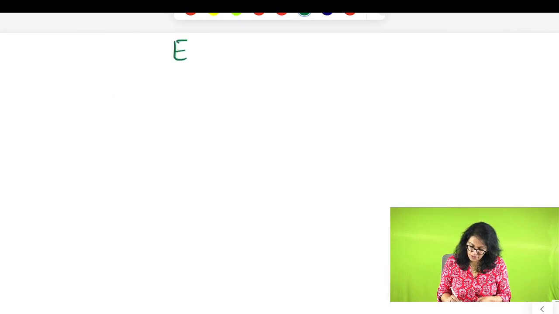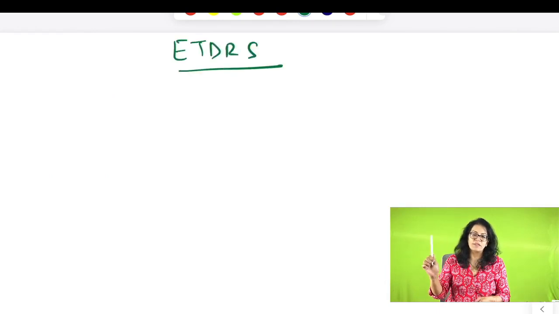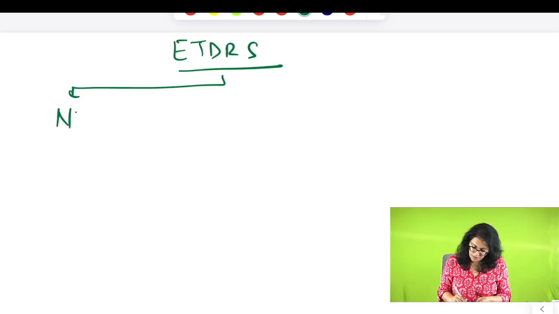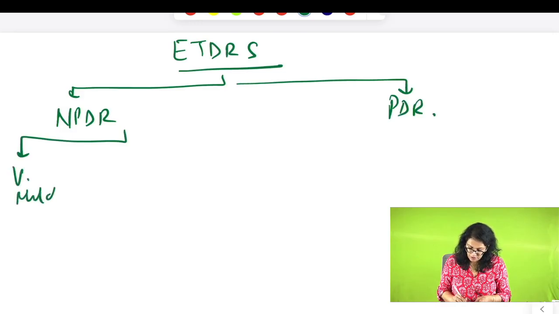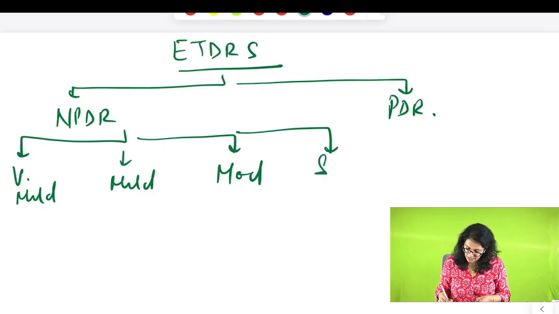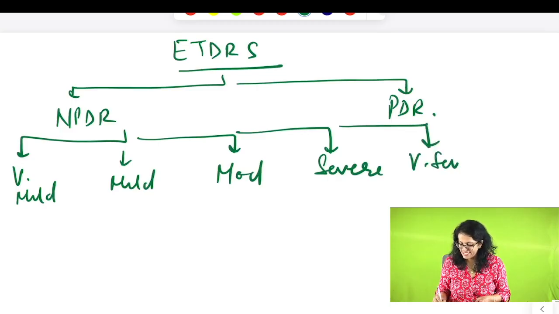When you talk about the ETDRS class, you have revised background, pre-proliferative and proliferative with me. This is divided into non-proliferative diabetic retinopathy and proliferative diabetic retinopathy. Remember this. And non-proliferative, a recent classification says it can be very mild, it can be mild, it can be moderate, it can be severe, and it can be very severe. This is what is asked again and again and again in your exam.